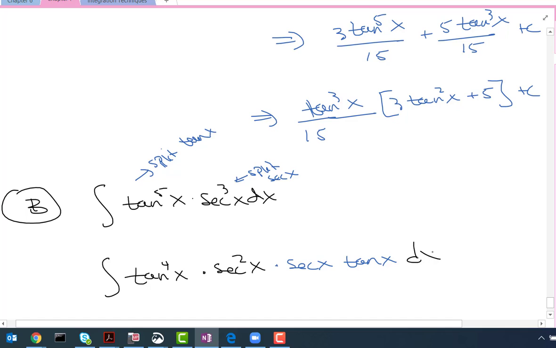And what do you notice? Okay, the things that I split off are derivatives of other things. So I want this to be my du. So ask yourself, what function has a derivative of secant tangent? And that will be secant, right? So I want u to be secant. And knowing this lets me know which one I need to change. If I want u to be secant, I already have a secant square there, so I'm not going to change that. So that means I want to change tangent.